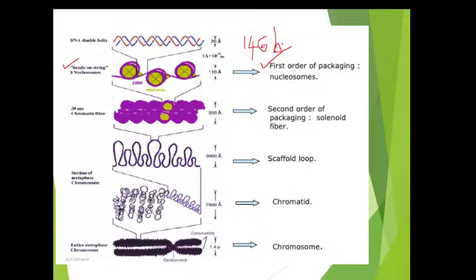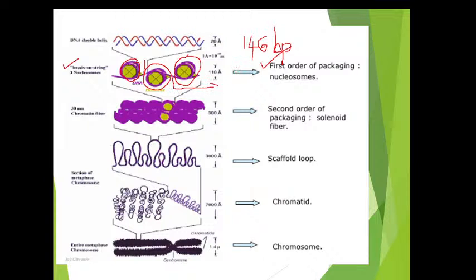146 base pairs of DNA is wound around a histone octamer, and the histone octamer consists of 8 histone proteins. In the nucleosome core particle, this is known as the linker DNA. In between one nucleosome, another nucleosome, and another nucleosome, there is a strand of DNA that is called the linker DNA. This is known as the first order of packing of nucleosome.